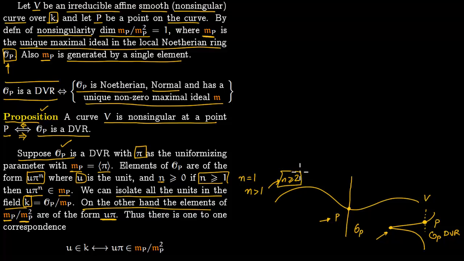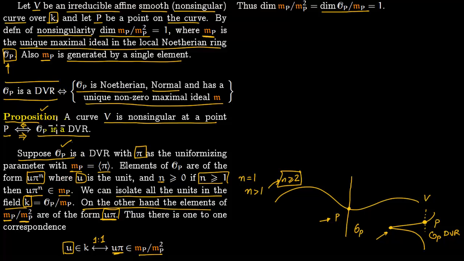So all these powers would lie in the ideal generated by m_P squared, and you are modding out by this. So the only things you are left with are the units and π. So there is a one-to-one correspondence. You're taking the units in the field, and then you have units and π in this quotient. So the dimension of this is just 1 precisely because it is just K, and this is equal to this because you have a one-to-one correspondence between elements like this and units here.